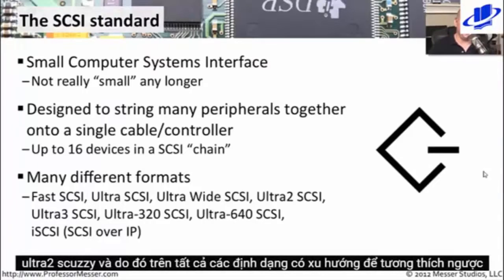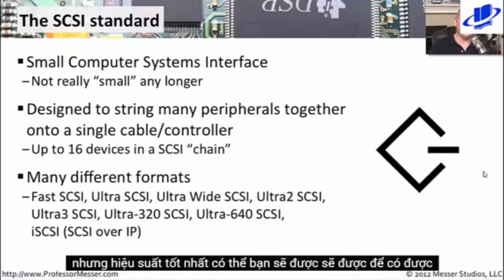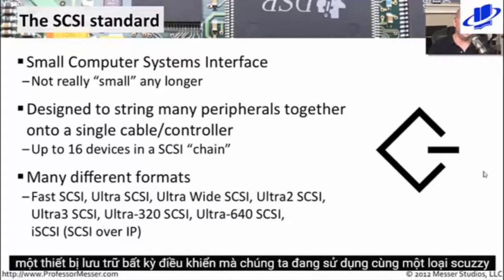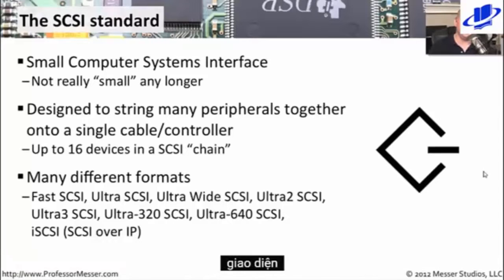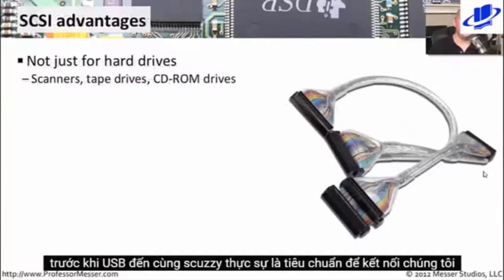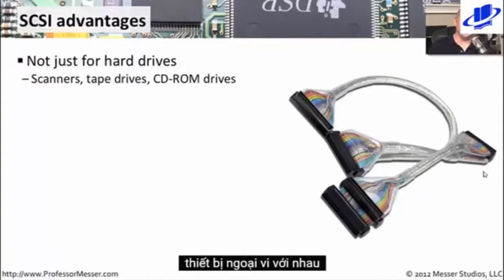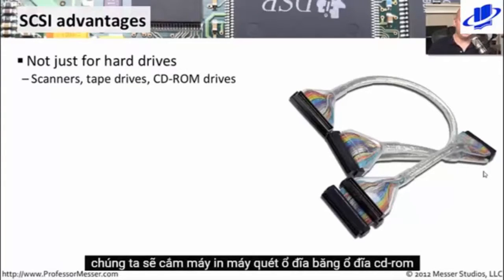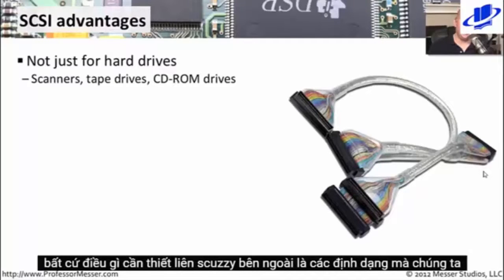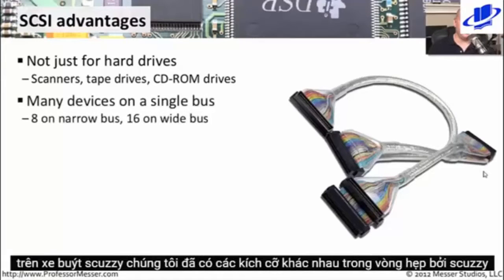All of these formats tend to be backwards compatible, but the best possible performance you're going to get would be to get a storage device and a controller that were using the same type of SCSI interface. Before USB came along, SCSI was really the standard for connecting our peripherals together. We would plug in printers, scanners, tape drives, CD-ROM drives, anything that needed an external connection. SCSI was the format that we were using.